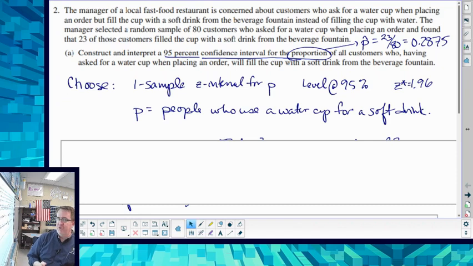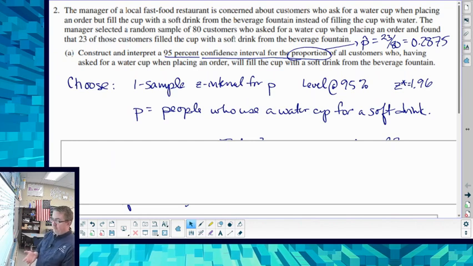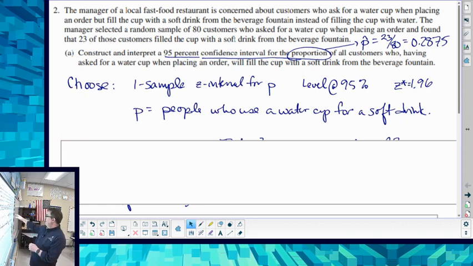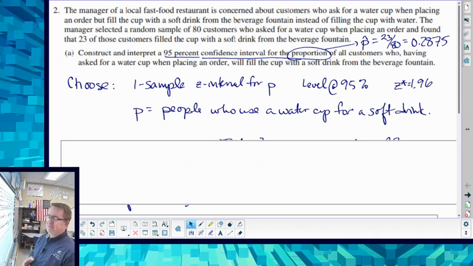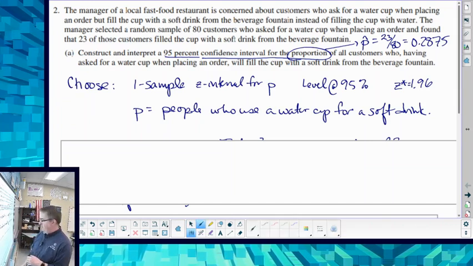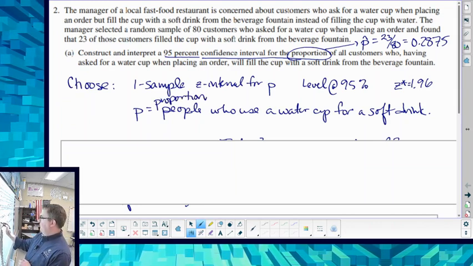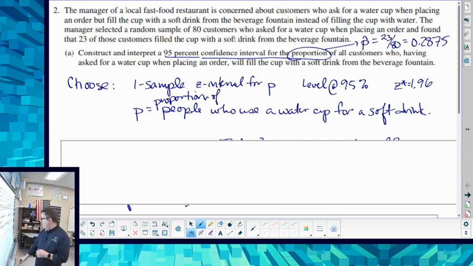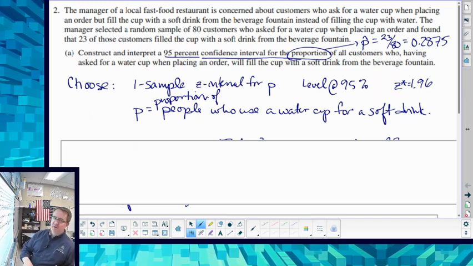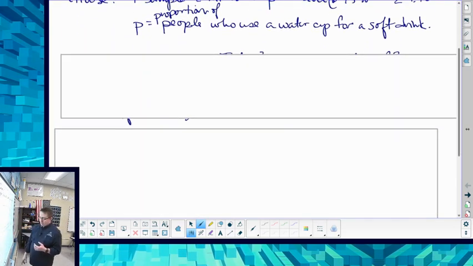So the first step is going to be choose. We need to say what we're going to be doing, what level we're doing it at, and what we're trying to estimate. So we have a one sample z interval for p. We're doing it at a level of 95%. I make a little note there that z star is 1.96. Sometimes that's helpful. And p is going to be the proportion of customers who use a water cup for soft drinks. So again, what we're doing, what level we're doing it at, and who we're trying to get information about.